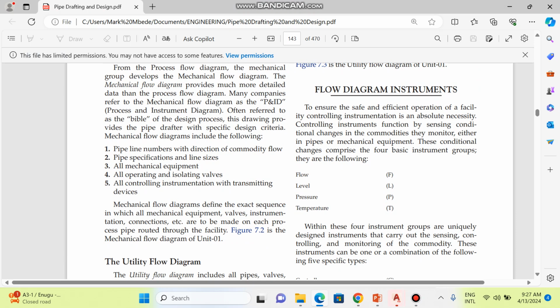This piping and instrumentation diagram actually gives you pipeline number with the direction of the commodity flow. It gives you pipe specification and line size. It gives you all mechanical equipment. Like I said, the process flow diagram gives you the main mechanical equipment, but this one gives you all mechanical equipment, all operating and isolation valves, and all controlling instruments with transmitting devices.